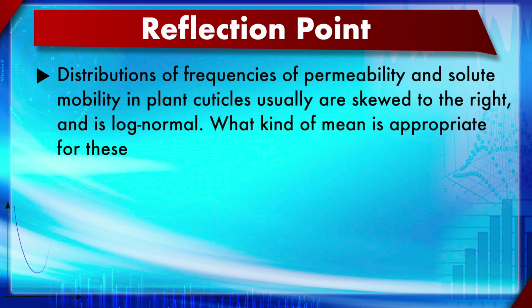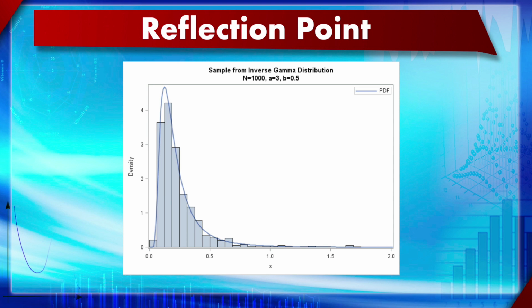Now, let us have a mini reflection point here. Distributions of frequencies of permeability and solute mobility in plant cuticles usually are skewed to the right. That means the mode is on the left with a long tail going towards the right of the distribution, and it's log normal. What kind of mean is appropriate for this data set? You may like to pause the video right now. So the appropriate mean is actually geometric mean, because the distribution is log normal. As I already explained to you, for log normal distribution, geometric mean is the most appropriate one.